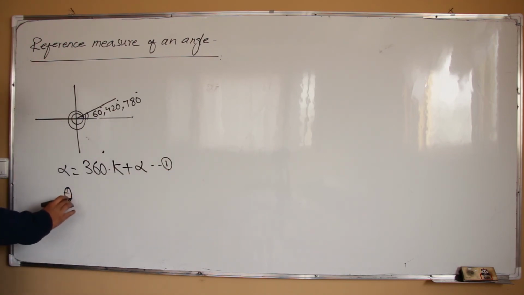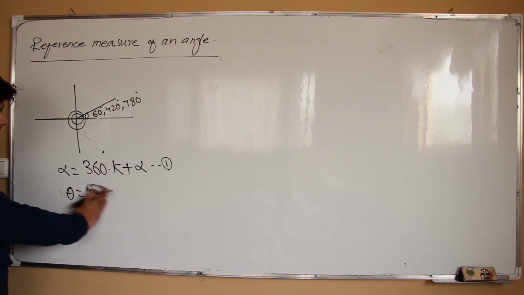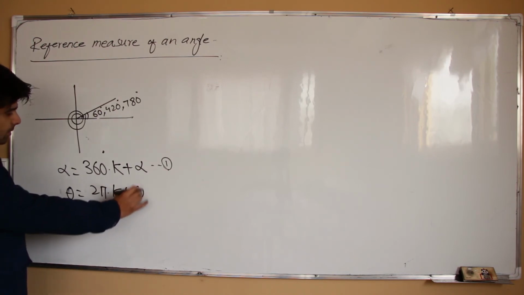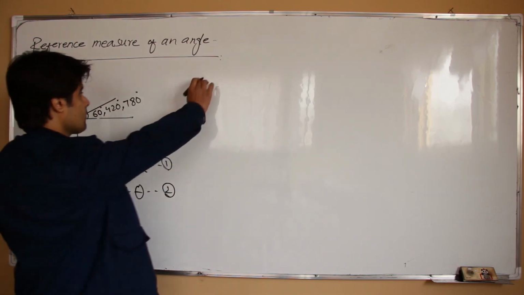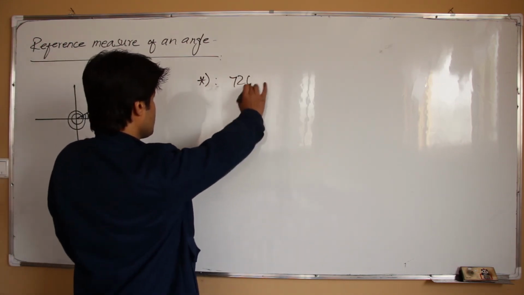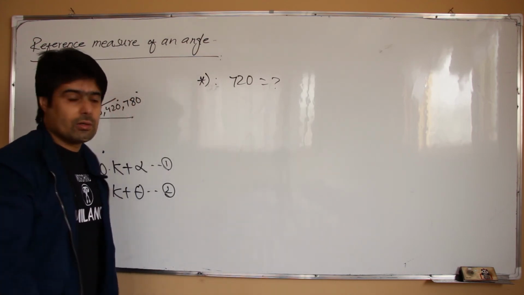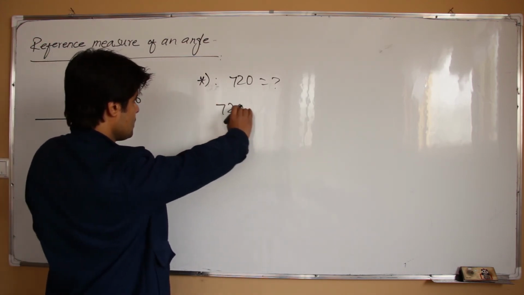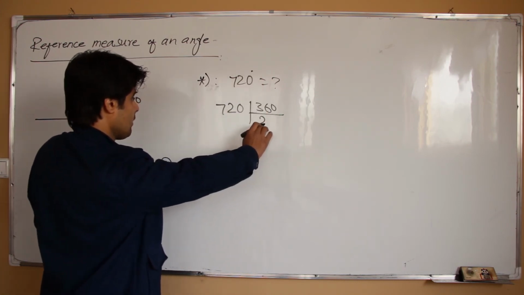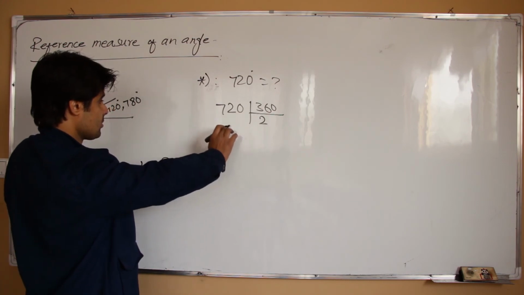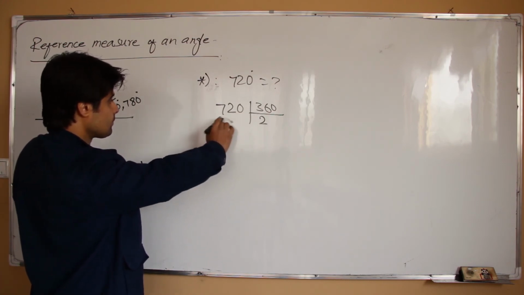For radian measurement, it would be, for example, theta is 2 pi times k plus theta. This is our second equation. For example, 720, what is the reference angle for this one? It is 720 divided by what? 360. If this one is in the angle system, we have 2 times 360, it is 720.